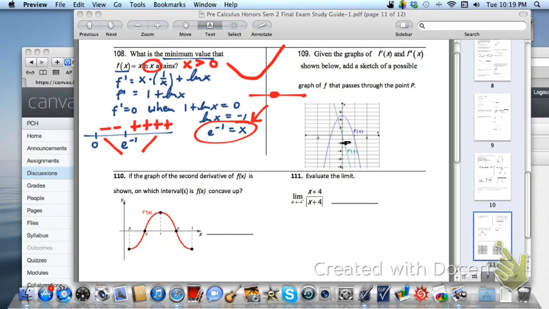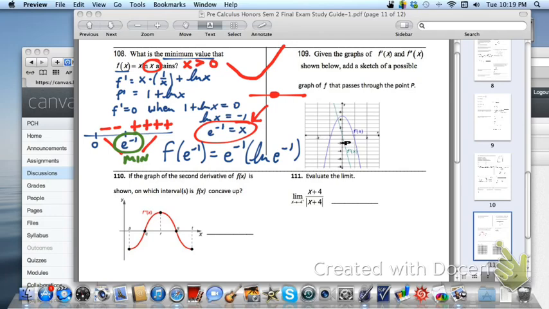That's the common mistake that many students make. They say, oh, e to the -1 is the minimum value. No, that's the x-coordinate of the minimum value. So f has a min at e to the -1, but f of e to the -1 is equal to e to the -1 multiplied by ln of e to the -1.